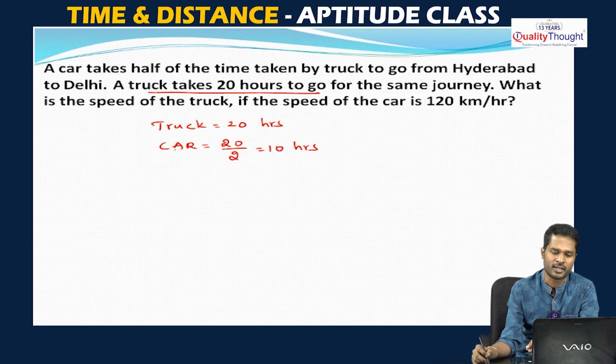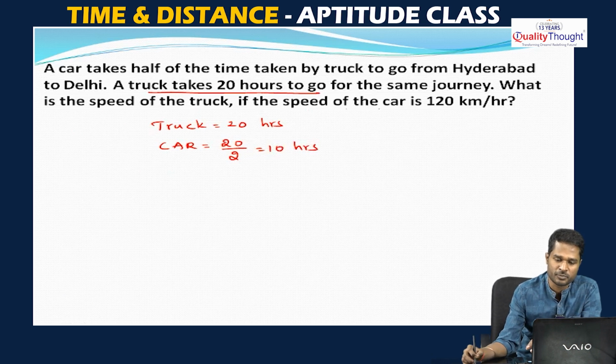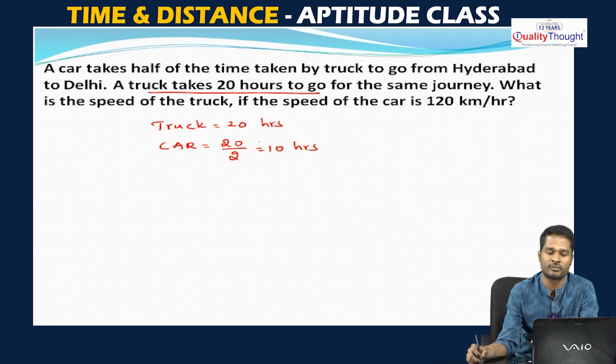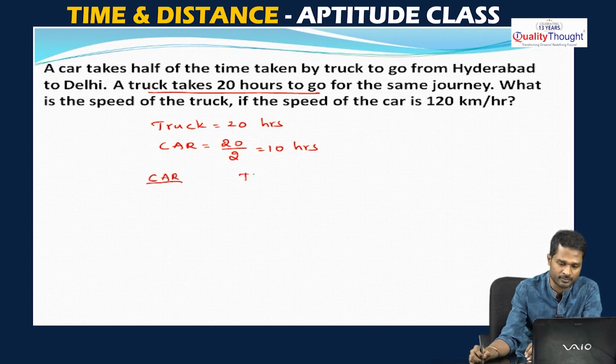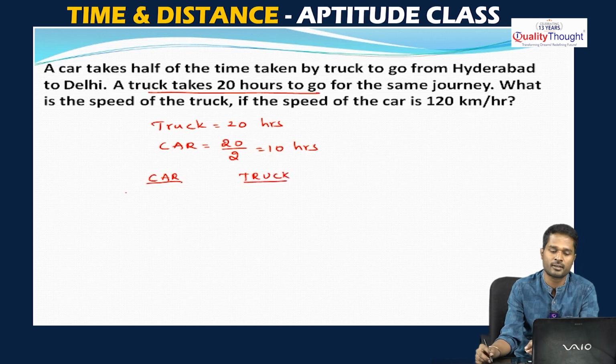Okay. Now check, in the question he says, what is the speed of the truck if the speed of the car is 120 kilometers per hour? So the speed of the car is 120 kilometers per hour, then what is the speed of the truck? That is what the question asks. Now check here, we will just compare here. I will just write here car and truck.